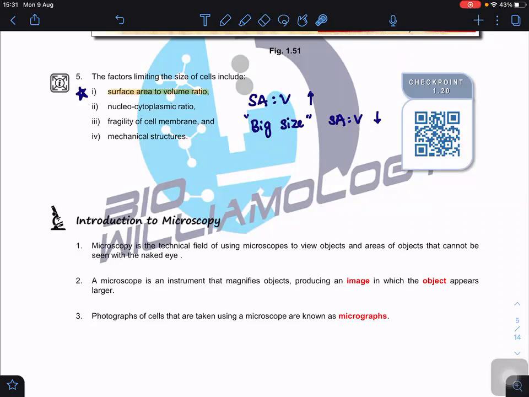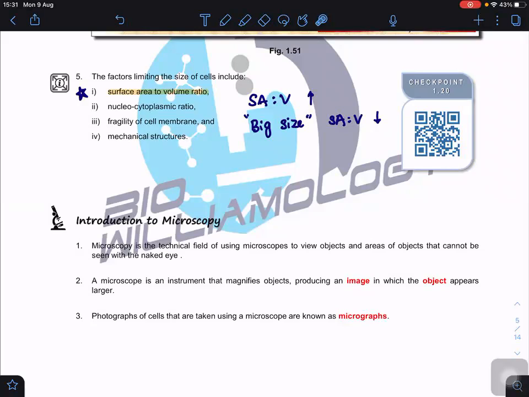For example, why are plant cells generally bigger than animal cells? Because plant cells have the cell wall. With the presence of the cell wall, the cells can actually grow slightly larger and elongate longer compared to animal cells. So we have these 4 factors that limit the size of the cells.